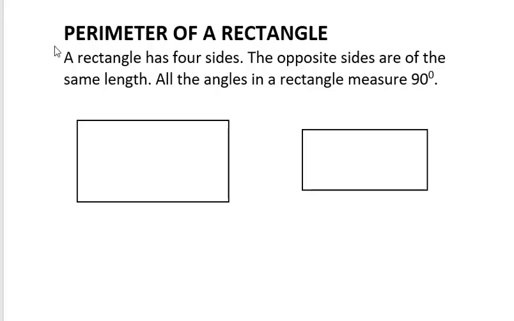Perimeter of a rectangle. A rectangle has four sides. The opposite sides are of the same length. All the angles in a rectangle measure 90 degrees. Okay, let's take a look at this.